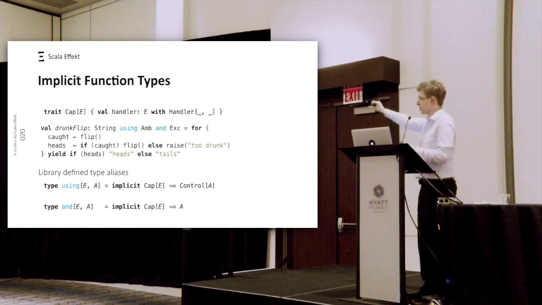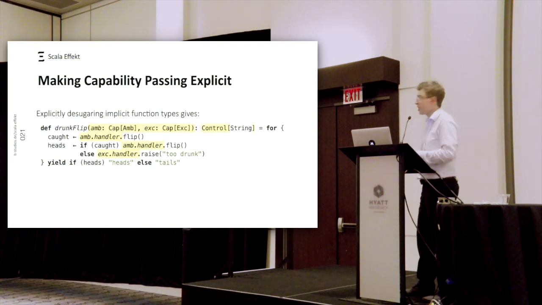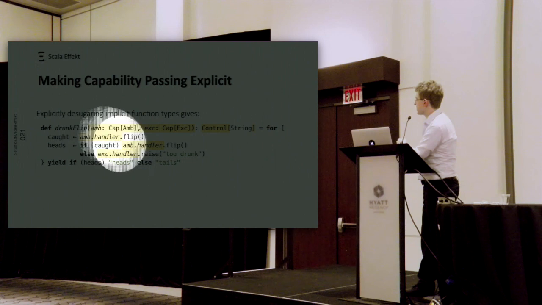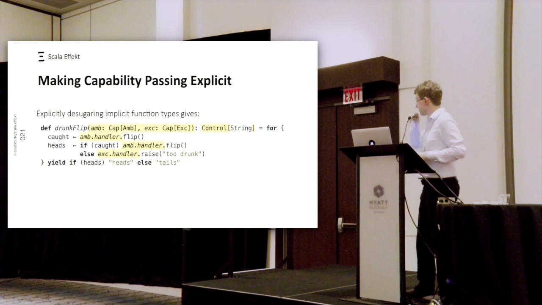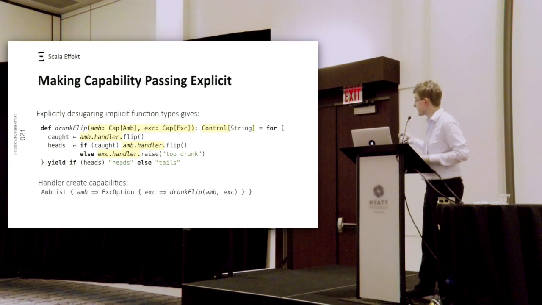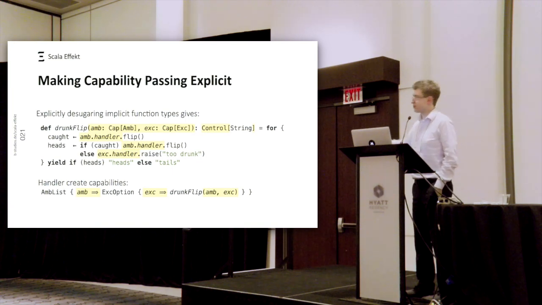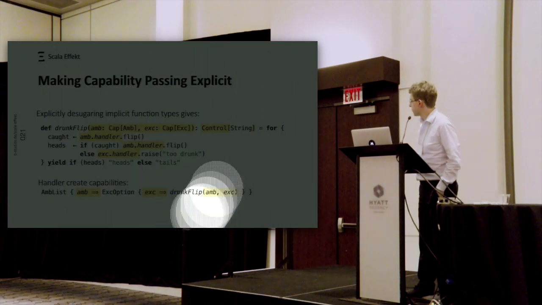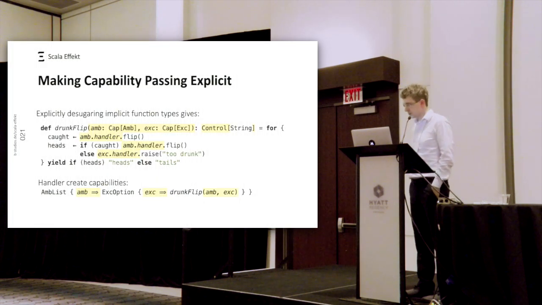And we can explicitly desugar this example to see how this actually works. So drunkFlip actually is a function of two arguments, the two capabilities, and the effect operations are actually calling into the corresponding capability for the effect signature. And in turn, handlers create capabilities which are then passed down by type. So since the type of the first argument is a capability of Amb, we pass down amb and Exc likewise.